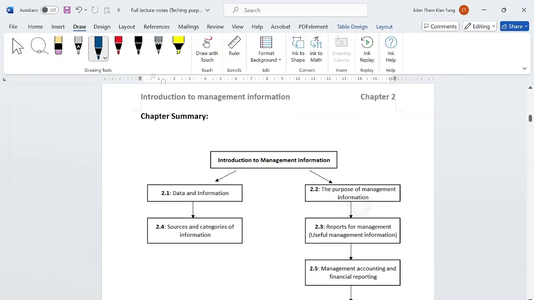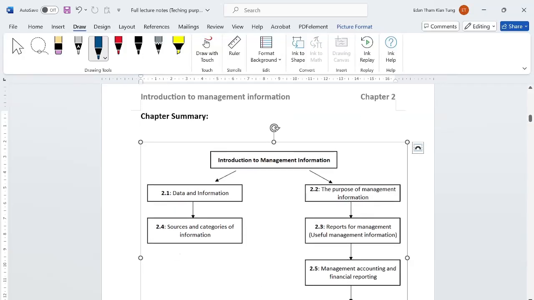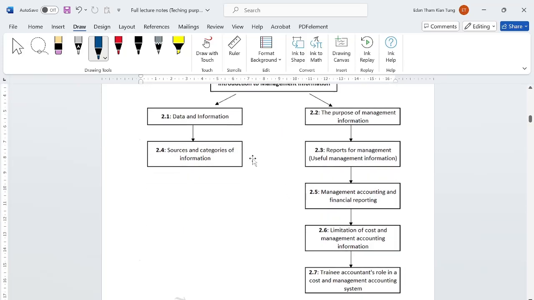Alright, so without further ado, let us begin our chapter 2 today. Alright, introduction to management information. Alright, so these are the flowchart, which are the things that we're going to learn this morning.